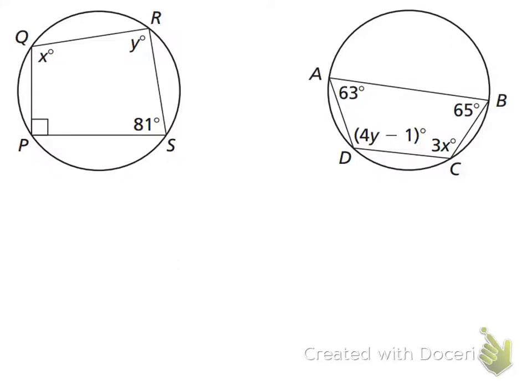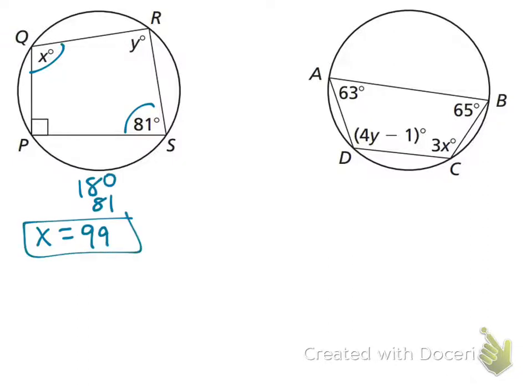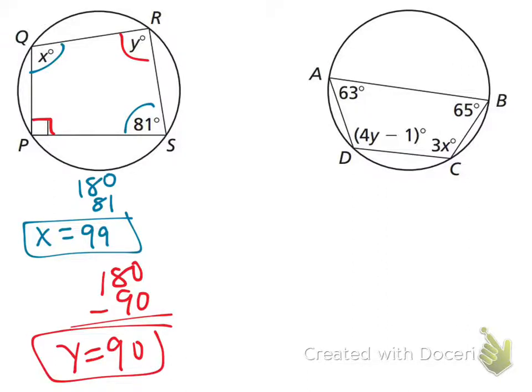So on the first one, what is across from X? 81. So what do I do with 81? Subtract from 180, which makes 99. And then across from 90 is Y, so we subtract 180 minus 90, which makes y 90. And then if you want to find x, what do I do with 3x and 63? I add them, and then what do they equal? 180. So what do we get for x? Is it 29 or 39? 29.